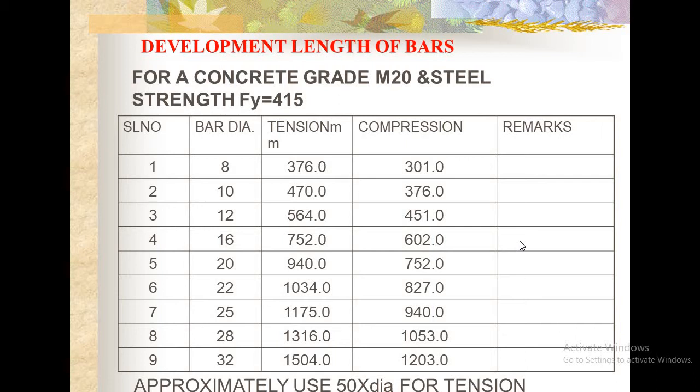development length for tension and compression members, if the reinforcement is varying from 8 mm to 32 mm. If dia is 8 mm, for tension member you need to provide 376 mm development length, and for compression 301 mm, likewise. Approximately you can say that for tension member, instead of 47 you can provide 50 times the dia as a practical thumb rule. In compression member you can take it as 40 dia.